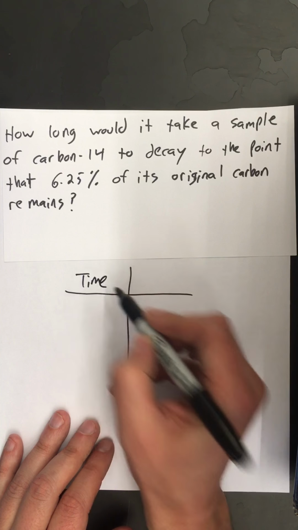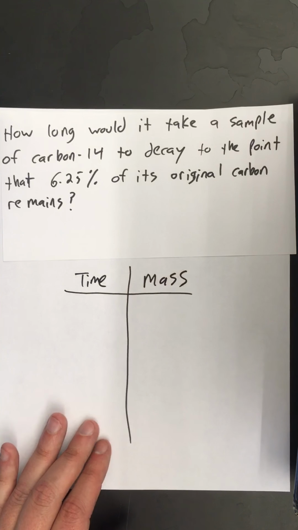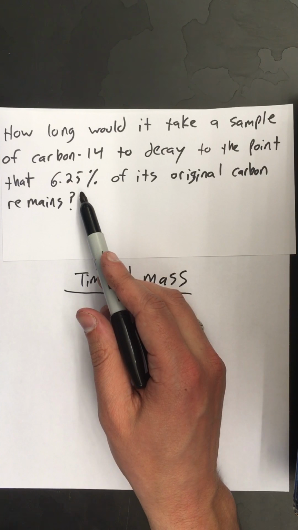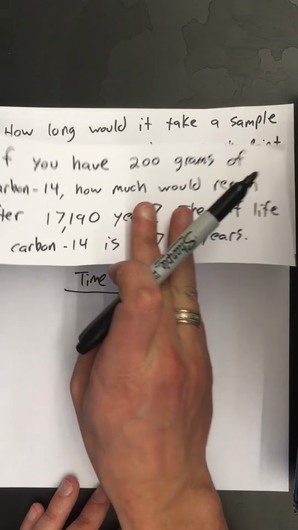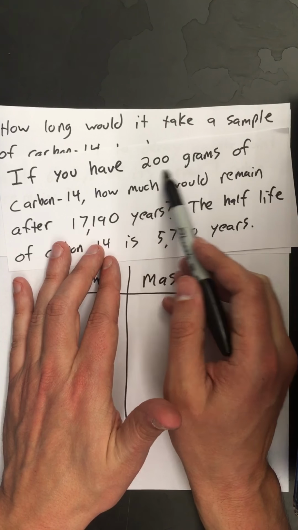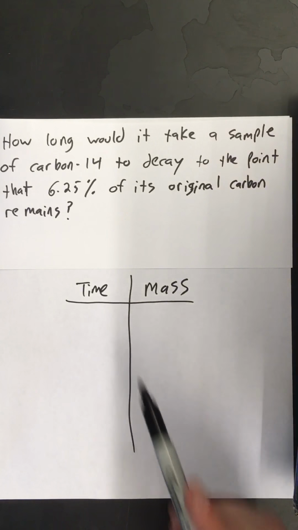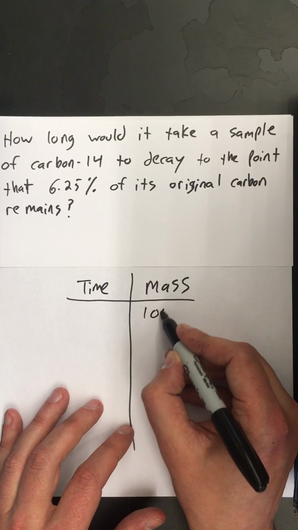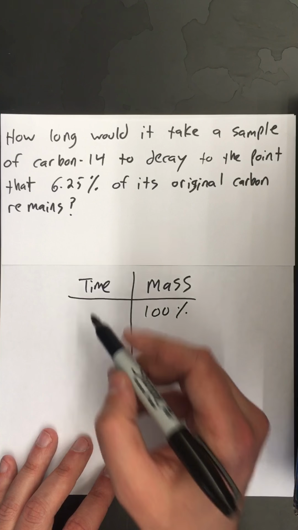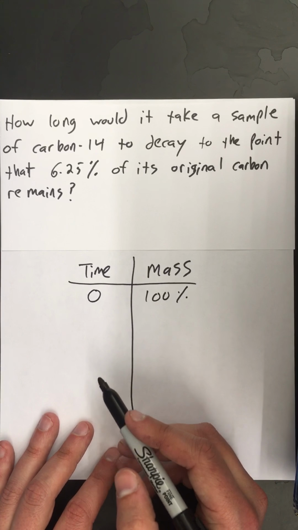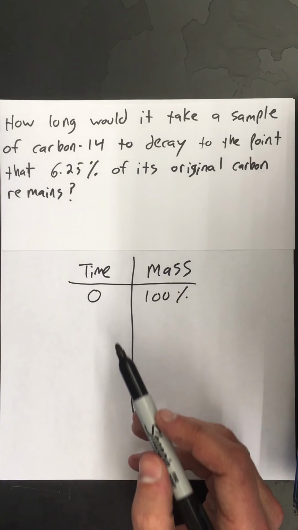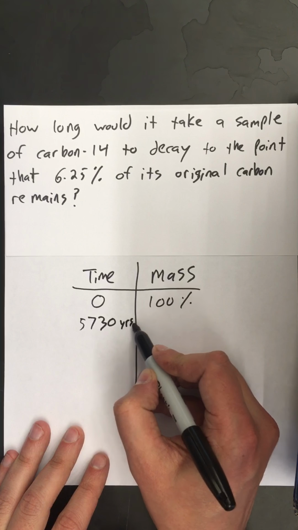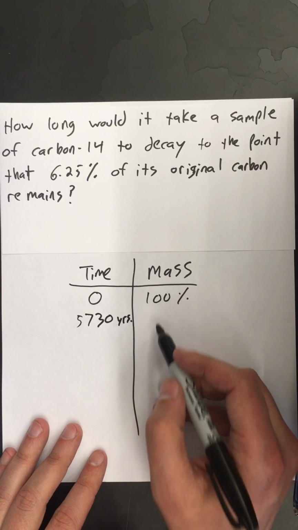We'll make our time mass chart. But the difference from the last problem to this problem is notice that they're talking about percentage. In this first problem, just to go back to this first one for a second, they started us off in grams. But this one, we're talking about percent. So if the problem words it with percentage, under your mass, just start at 100% and still start at 0 right at the present. And then we're just going to go down from there. It's still carbon-14, so every half-life is still 5,730 years.